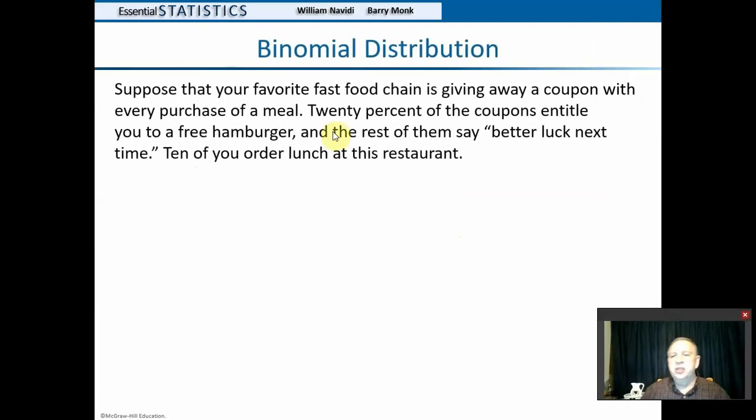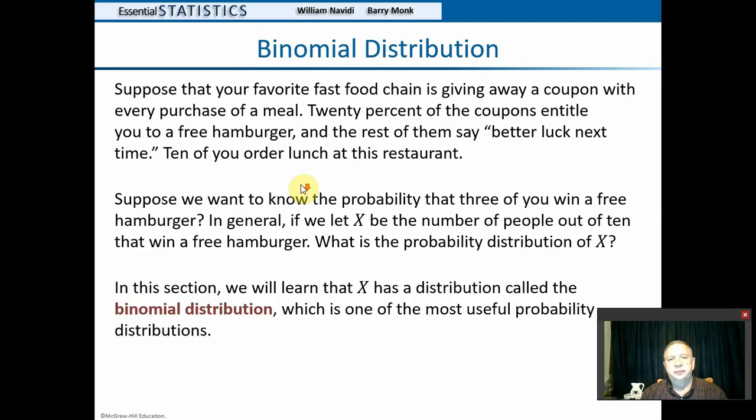So consider this example. Suppose that your favorite fast food chain is giving away a coupon with every purchase of a meal. 20% of the coupons entitle you to a free hamburger, and the rest of them say better luck next time. 10 of you order lunch at this restaurant. Here's what we would like to know. We want to know the probability that 3 of you win a free hamburger.